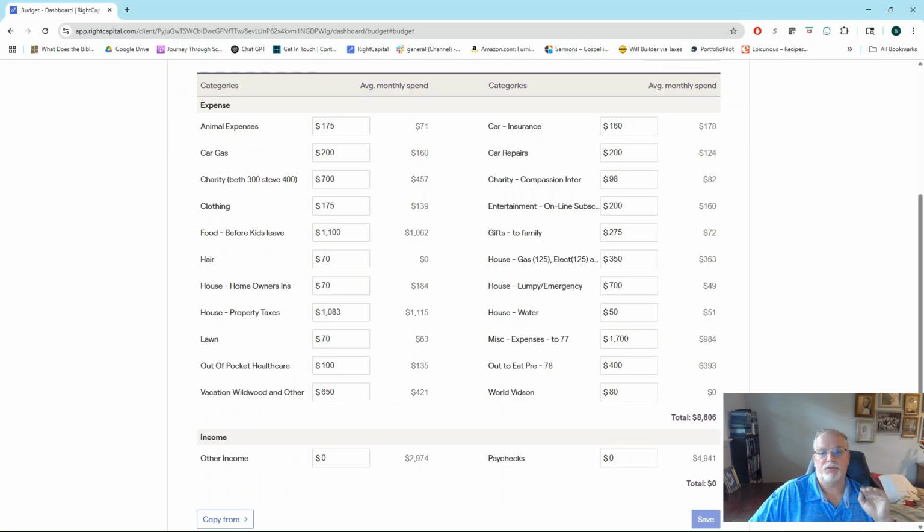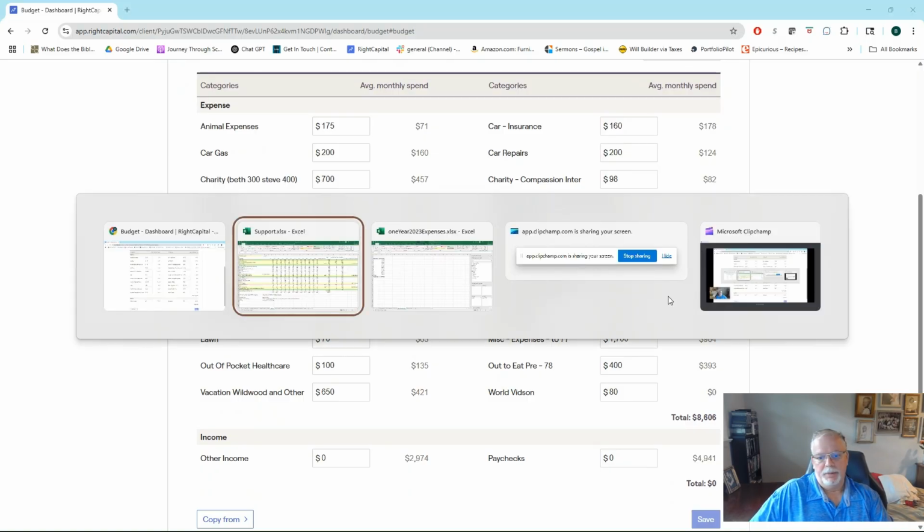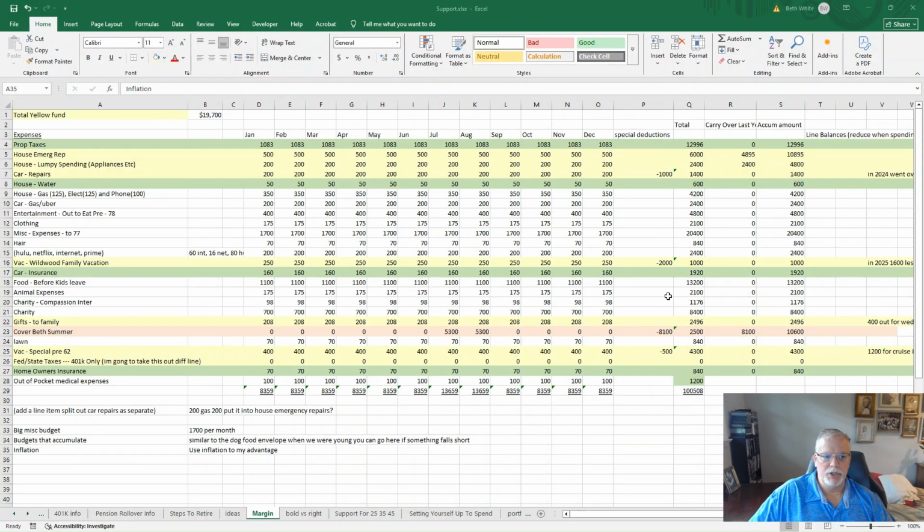But I'm saying this frees her up. It frees me up to tell her to go spend. So that's margin, which ultimately is going to help your marriage in a big way. I mean, if you're married.